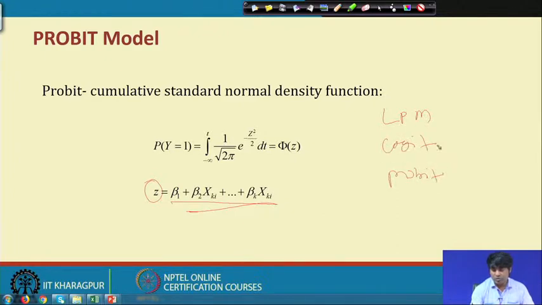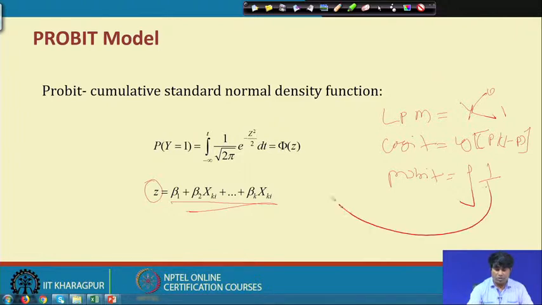In the logit case it is log p upon 1 minus p, and in the case of the linear probability model it is simply y, which is between 0 and 1. In the case of Probit it is the normal density function. In both cases the sample information will be between 0 and 1 only, so no 0, no 1. It is in between. That is the game which you can apply here in the case of the Probit model.